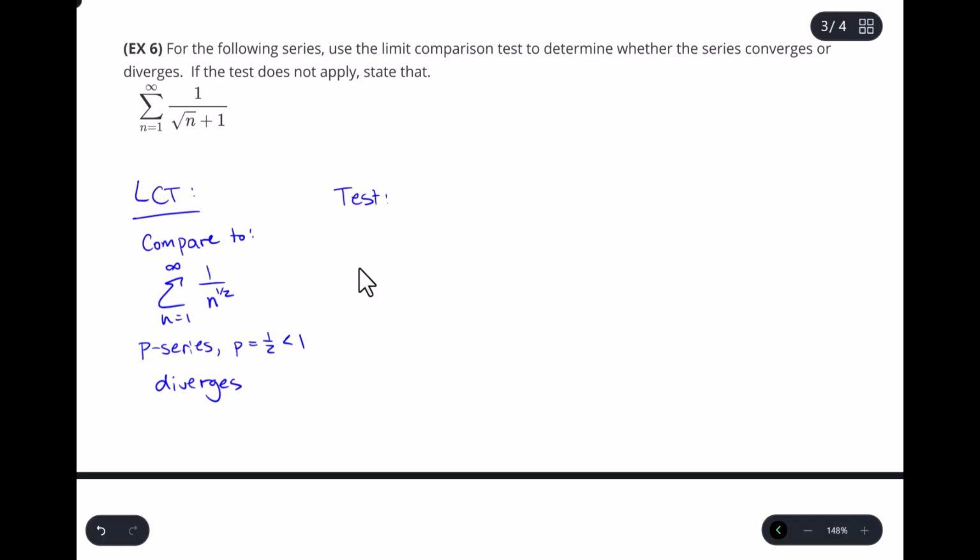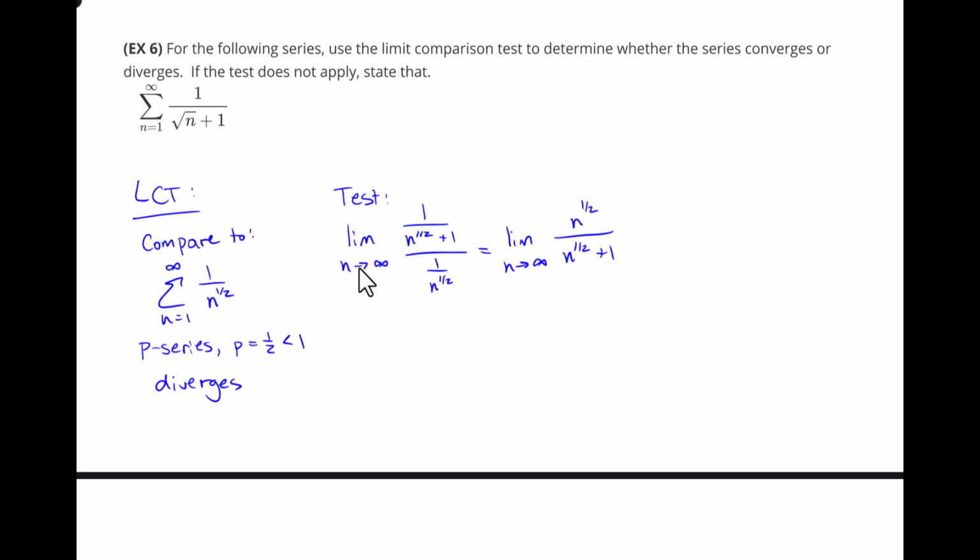So let's do the test. That tells me to take a limit as n goes to infinity of, let's just put the original series on top, 1 over n to the 1/2 plus 1 over 1 over n to the 1/2. So then that's the limit as n goes to infinity of n to the 1/2 over n to the 1/2 plus 1. Now, with rational functions, you can make the conclusion that this would go to 1.